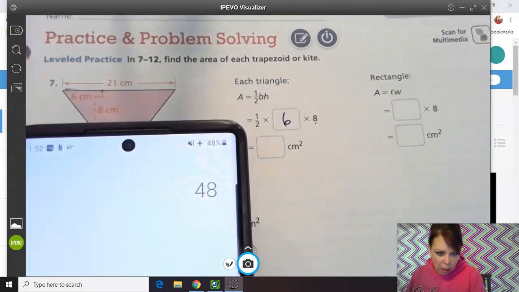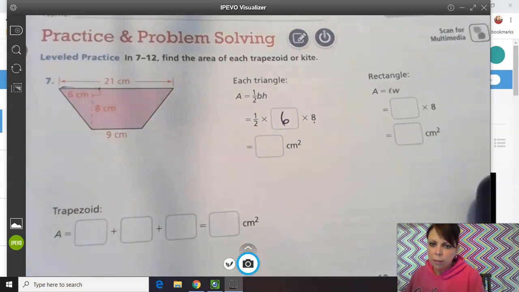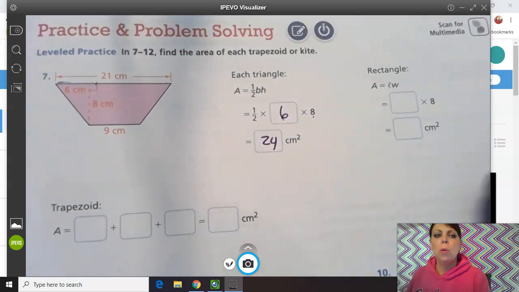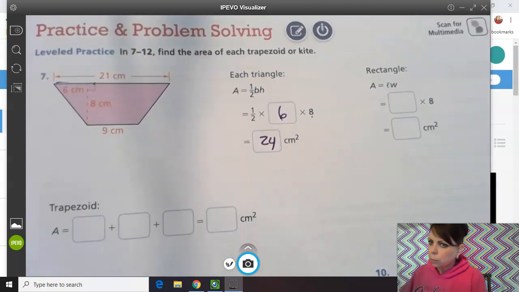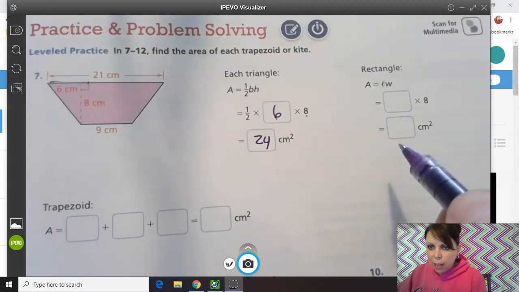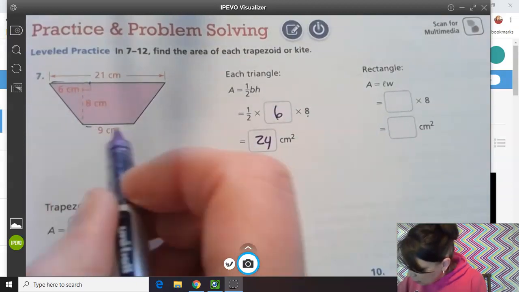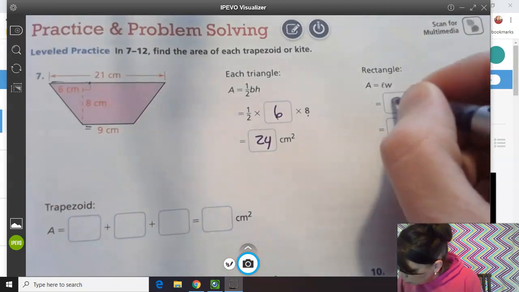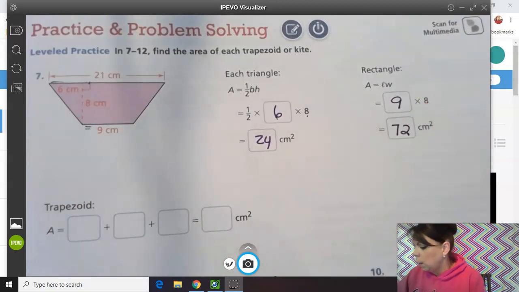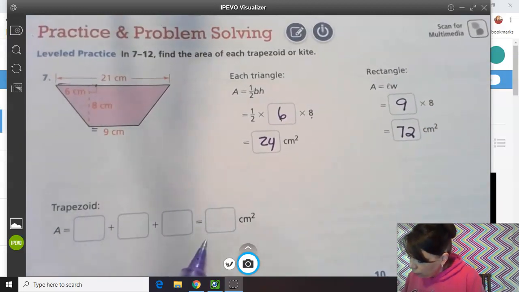There we go. 48, and then we're going to divide it by 2. So 24 centimeters squared for the triangle. And then we solve for the rectangle, and it wants length times width. It's got a width of 8 and a length of 9. So 9 times 8, I hope you guys know, is 72.